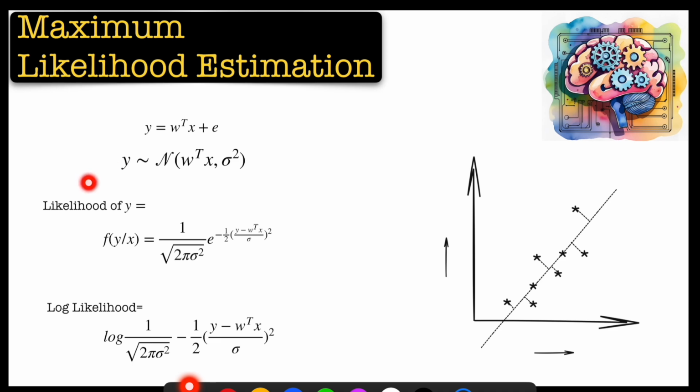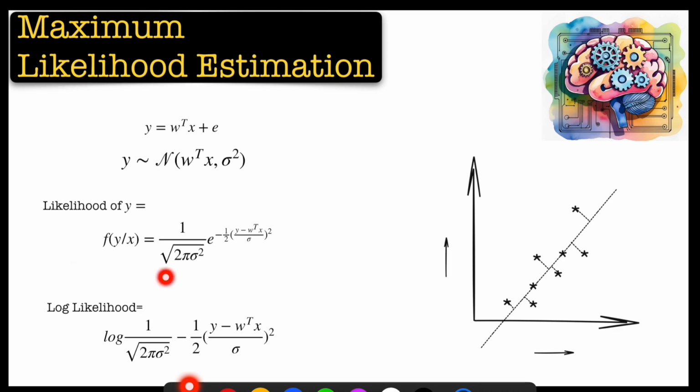If this actual output is coming from this Gaussian distribution, we can calculate its likelihood using this formula, the formula for likelihood of a Gaussian distribution. We are trying to calculate the likelihood of y, or the likelihood of the actual output given the input, which is 1 over root of 2 pi sigma square, e raised to the power minus half, y minus w transpose x divided by sigma, whole square. So this is the likelihood, and we want to maximize the likelihood of the actual output given the input.